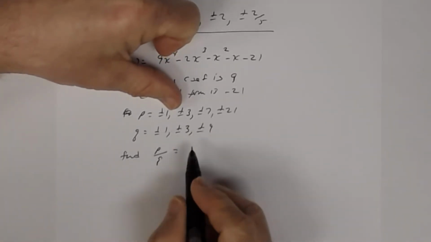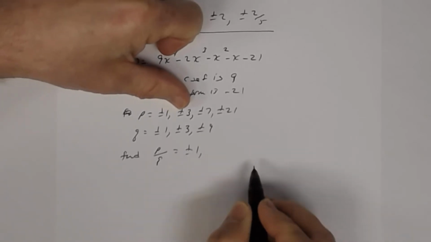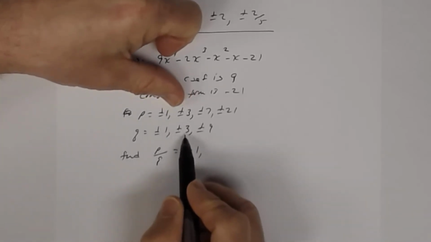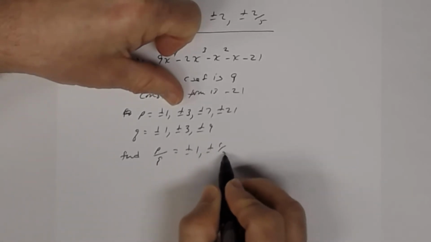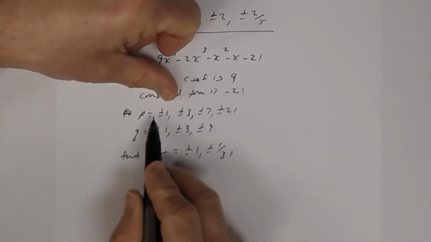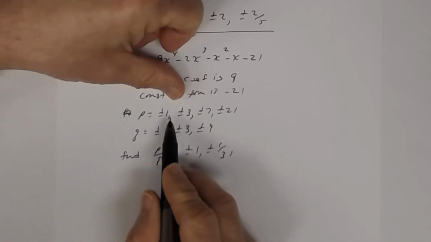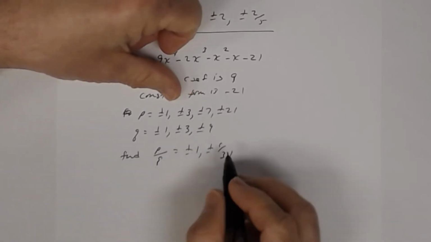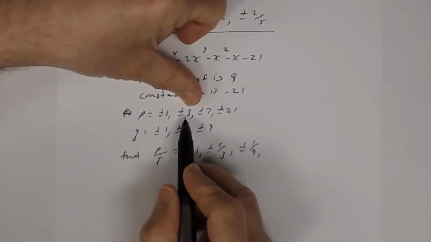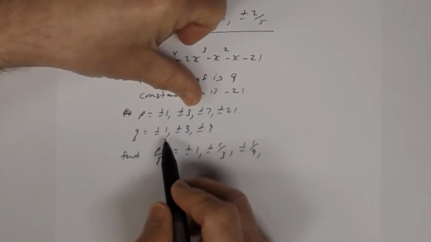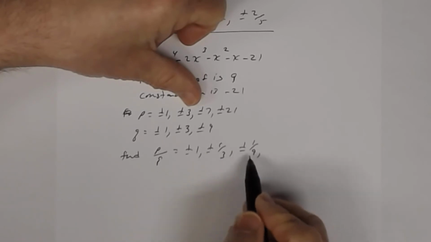Plus or minus 1 divided by plus or minus 1 is plus or minus 1. Plus or minus 1 divided by plus or minus 3 is 1/3, so plus or minus 1/3. It's always helpful to put the p's first. Then plus or minus 1 divided by plus or minus 9 is plus or minus 1/9. Let's do the 3. Plus or minus 3 divided by 1 is 3. I don't have it listed, so let's write it.